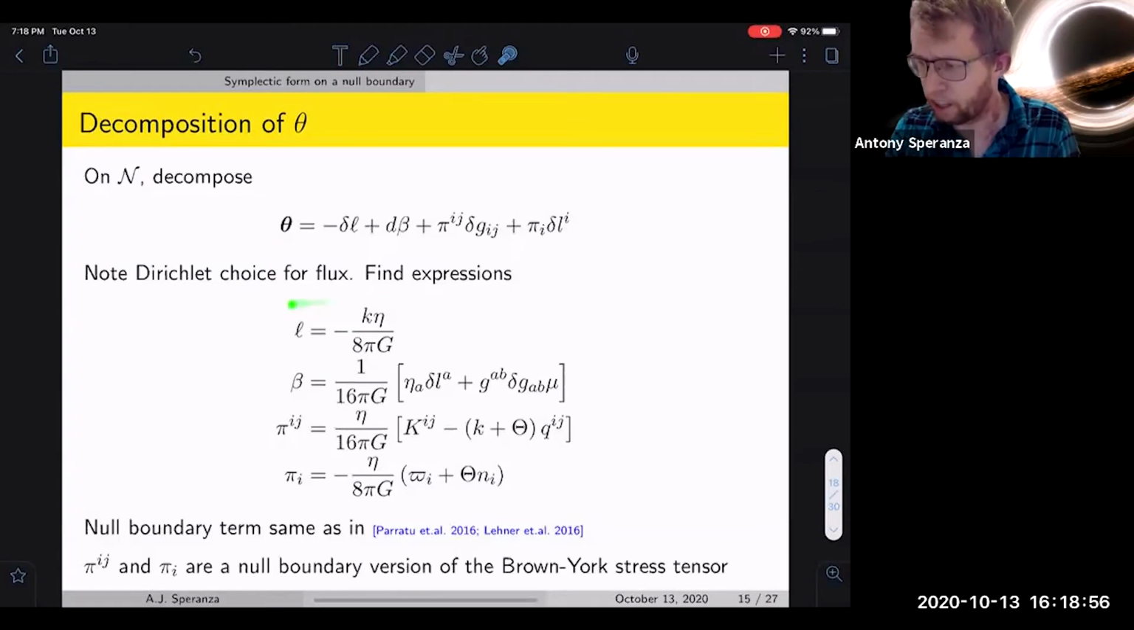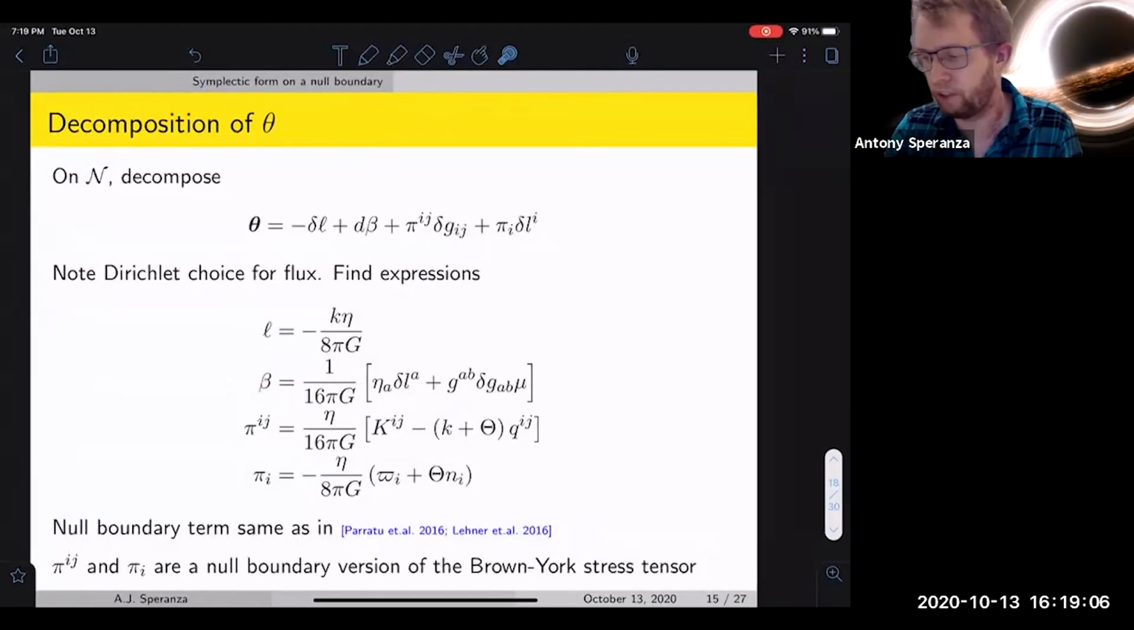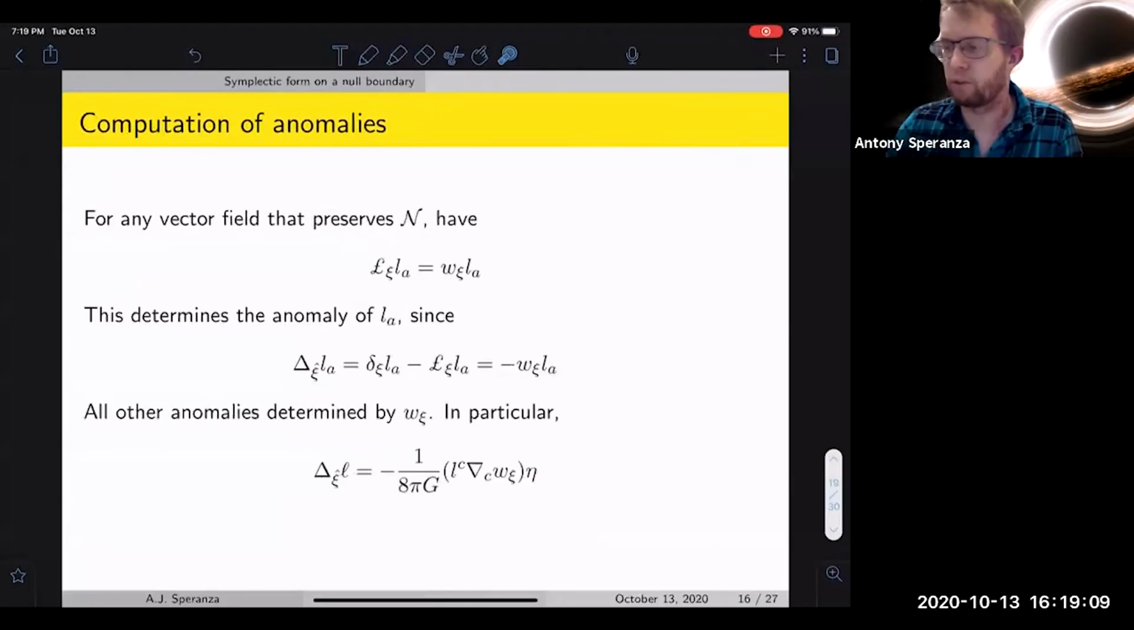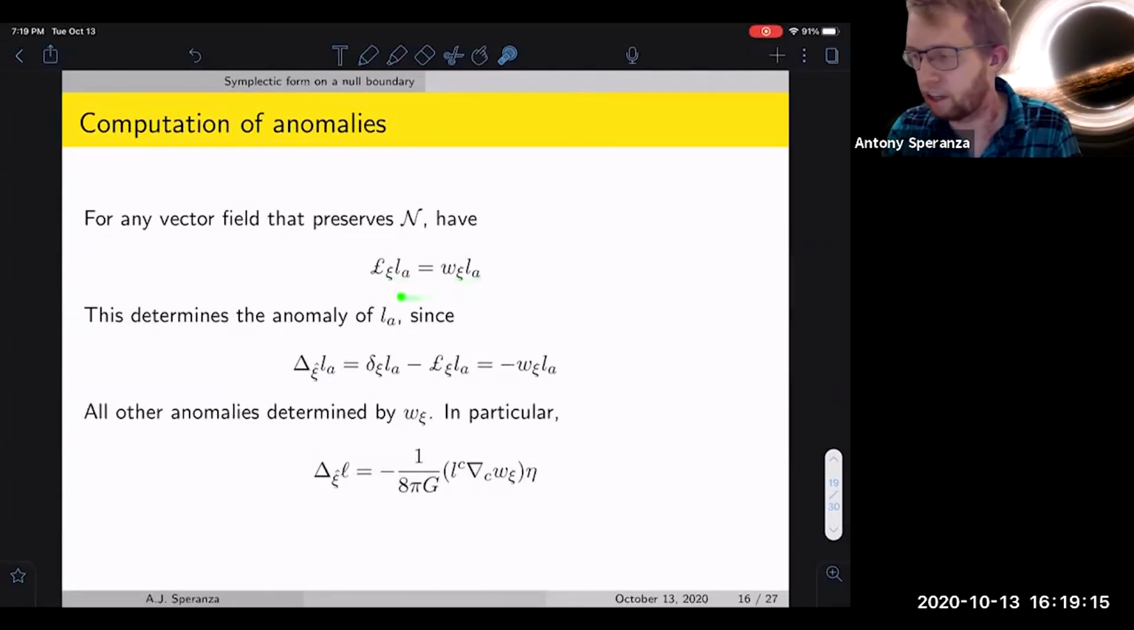Okay, but the thing we need for this talk is this boundary term, and so the thing we need to compute is how this transforms under diffeos. Since we fixed L downstairs, it's the one thing that's going to cause non-covariance to appear, and it's the only thing that we fixed.